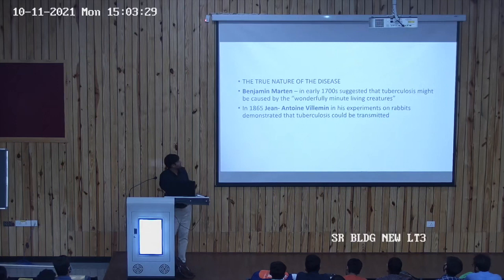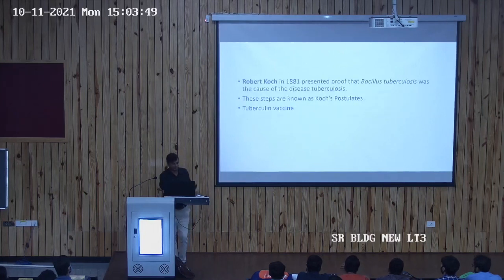The true nature of the disease came into existence when Benjamin Martin in the early 1700s suggested that tuberculosis might be caused by wonderfully minute living creatures. In 1865, Jean Antoine Villemin, in his experiments on rabbits, demonstrated that tuberculosis could be transmitted. Robert Koch in 1881 presented proof that Bacillus tuberculosis was the cause of the disease tuberculosis. These steps are known as Koch's postulates, and he also helped in the development of tuberculin.